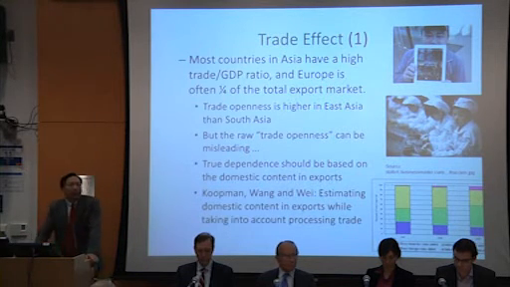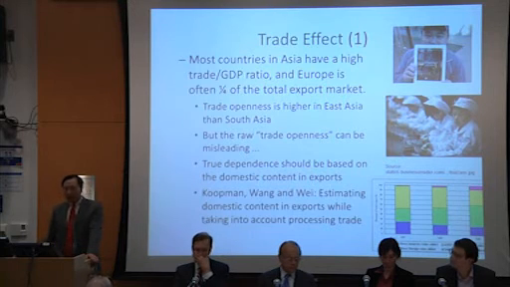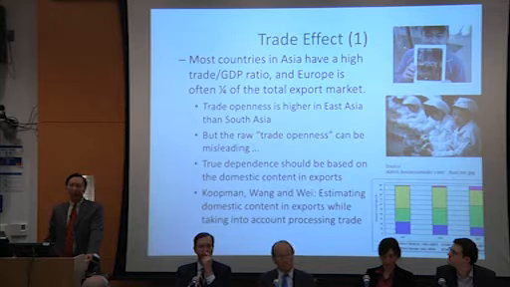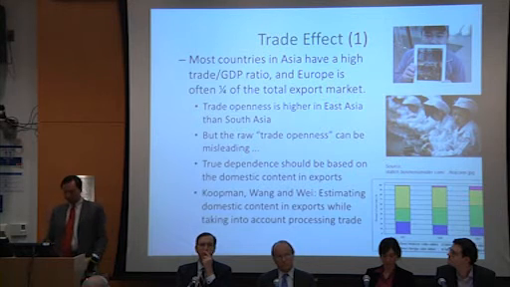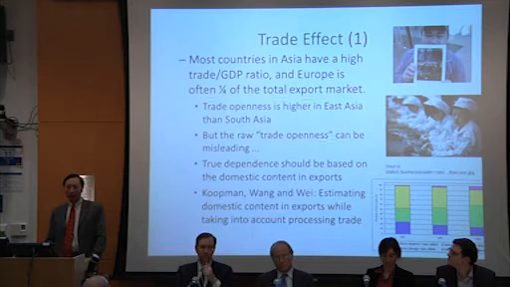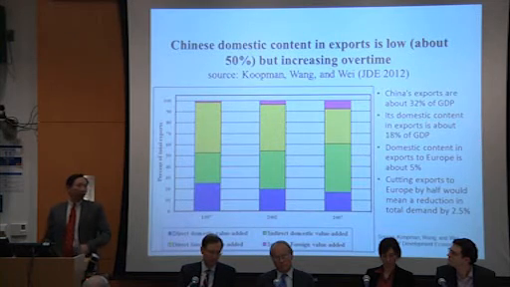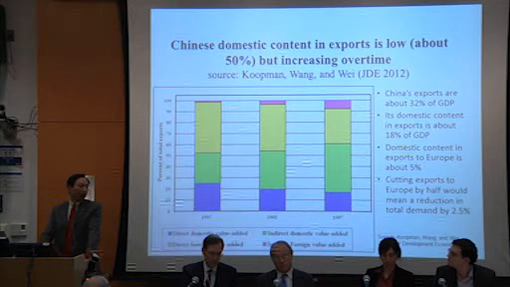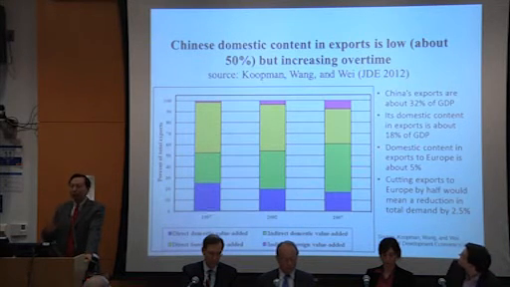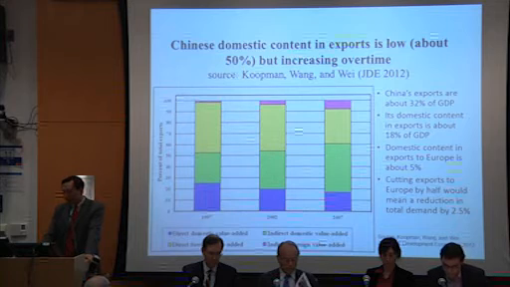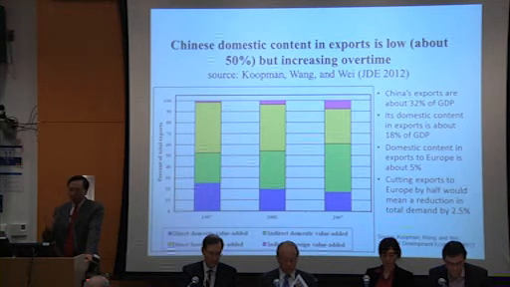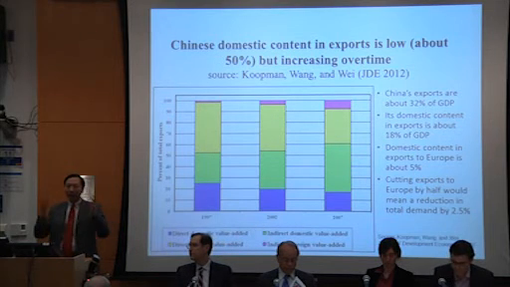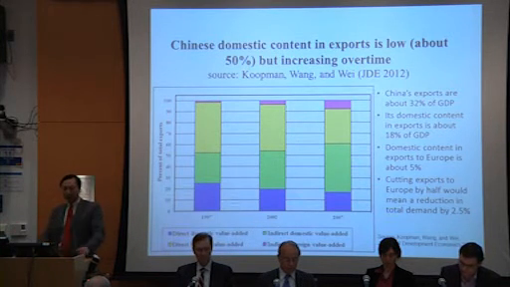The first point I want to make is that this raw trade openness number could be very misleading in judging how dependent a country is on foreign markets. That's because most countries nowadays are participants in global production chains. So to think about the dependence of the economy on external markets, what you really need to look at is the ratio of domestic content in the country's exports to GDP.